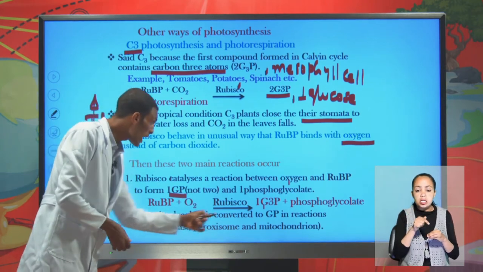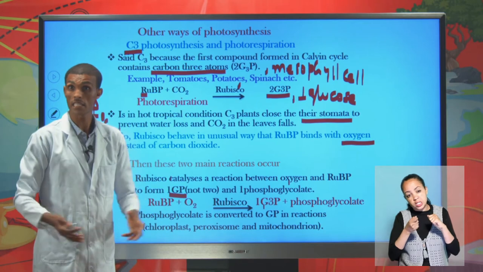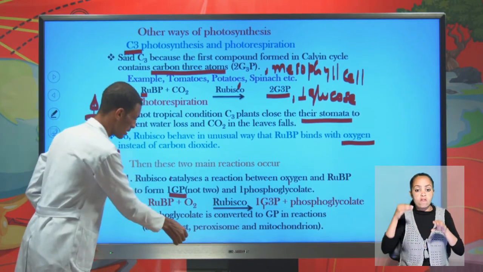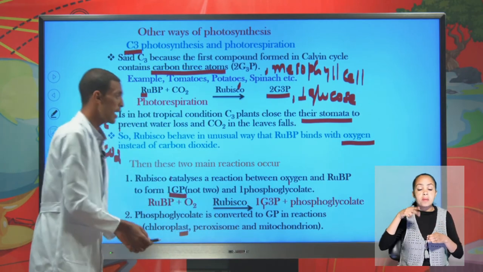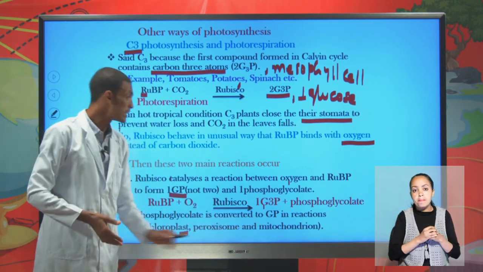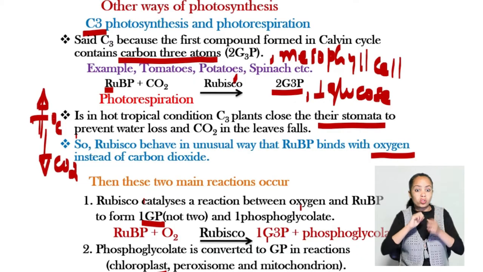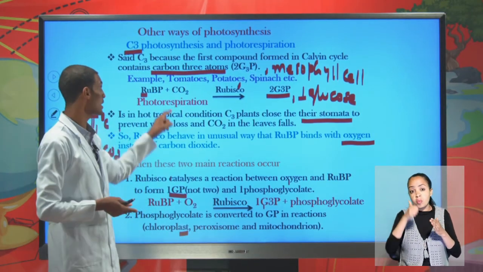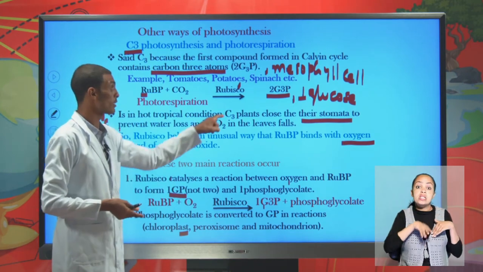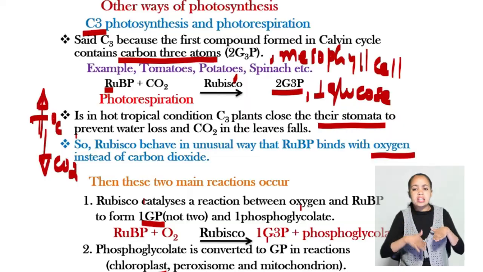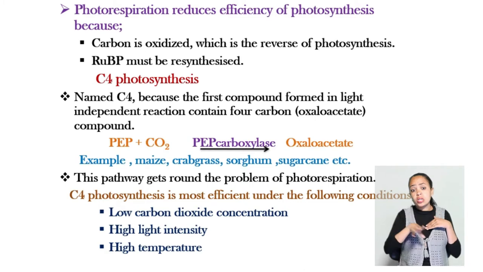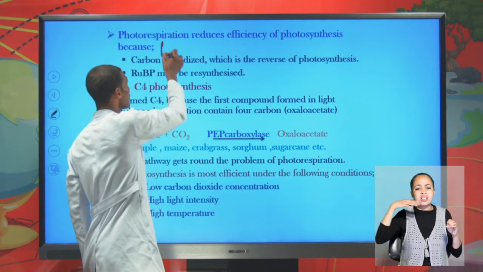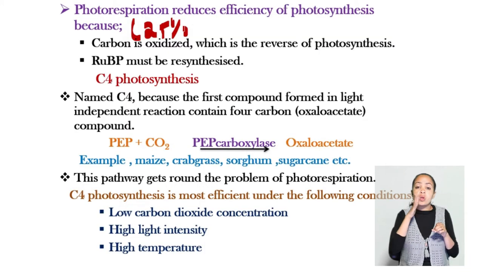So here, phosphoglycolate must be converted into glycerate-3-phosphate in a process involving chloroplast, peroxisome, and mitochondria consecutively. These three organelles are very important in conversion of phosphoglycolate into glycerate-3-phosphate. These are the two main reactions that take place in photorespiration when C3 plants close their stomata during hot conditions. Well then, photorespiration reduces the efficiency of photosynthesis by about 25% compared to other plants because of the following two reasons.